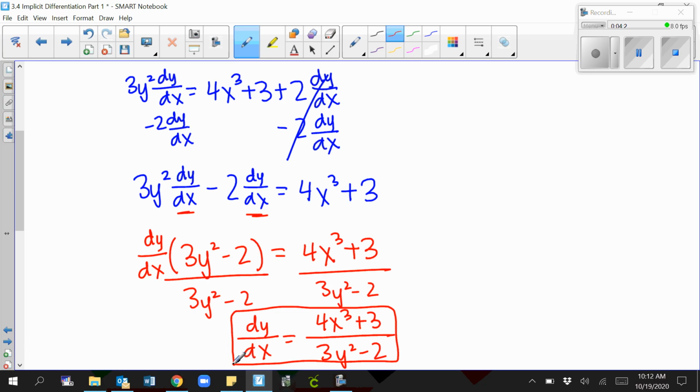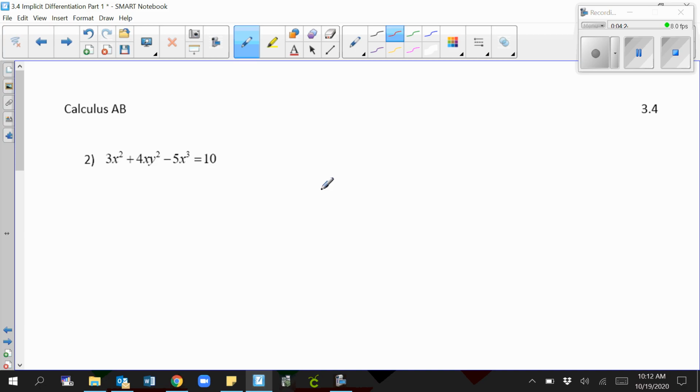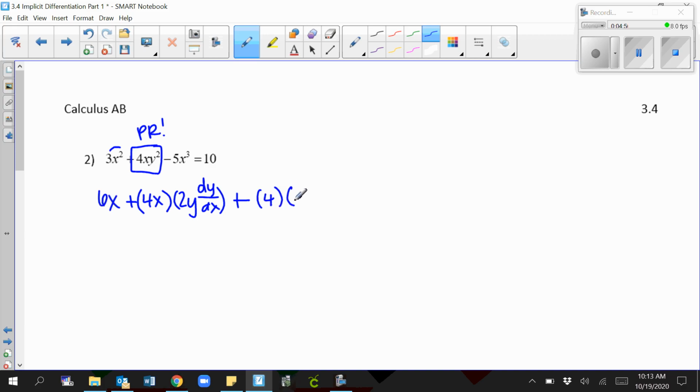So let's look at number 2. For number 2, I've got a 3x squared, so the 2 comes down in front, and that becomes a 6x. And then if I'm looking at this one right here, I have a 4xy squared, so I'm going to have to use my product rule. So I'm going to take the 4x and multiply it by the derivative of the y squared, which is 2y. And because it's a y, I've got to put that dy dx. And then plus, well, the derivative of 4x is 4, and then I take the second one and leave it how it is as a y squared.